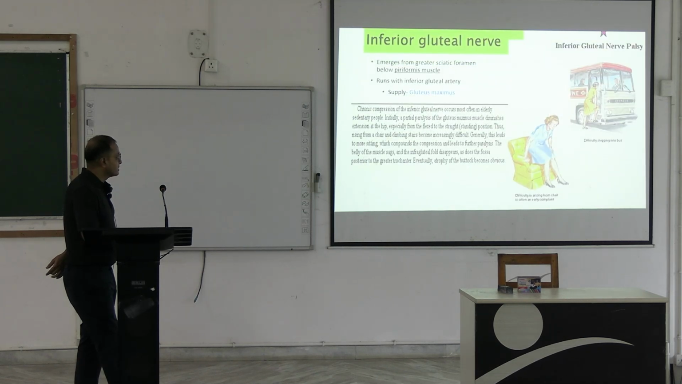The inferior gluteal nerve is supplying the gluteus maximus. As I am saying, the gluteus maximus is the muscle which helps in climbing stairs and sitting up from postures. So if these muscles are paralyzed, the person has difficulty climbing stairs, getting up in the bus or getting up from chairs, climbing upstairs, etc.